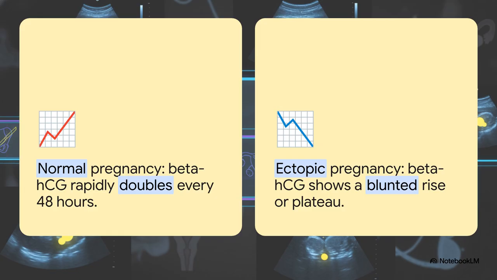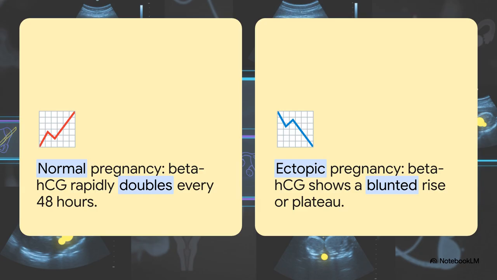But what if the beta-HCG is below that discriminatory zone? Say it's sitting at 800 with an empty uterus. You cannot diagnose an ectopic just yet. This is exactly where we rely on the 48-hour kinetic surge. A normal, viable intrauterine pregnancy will demonstrate a vigorous, exponential rise in beta-HCG. It'll strictly double, or at the very least, rise by a minimum of 35 to 50% every 48 hours.